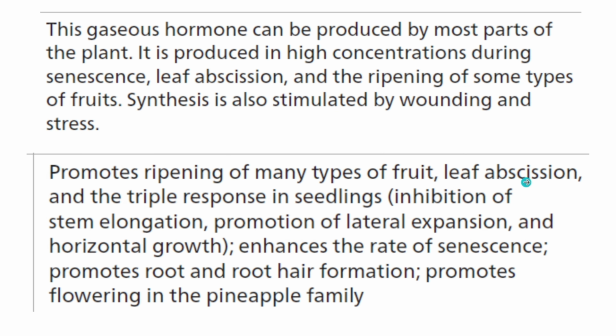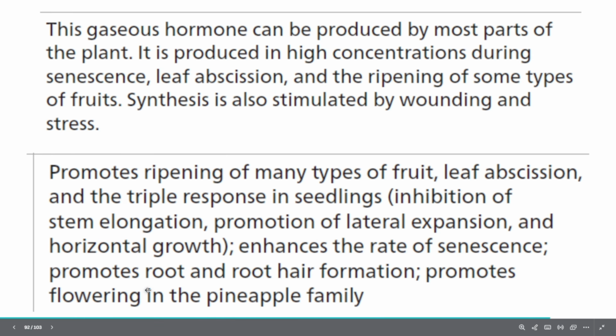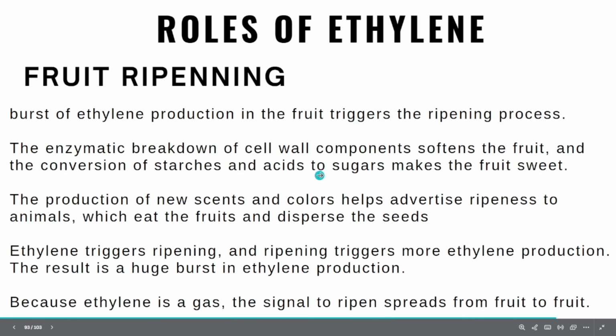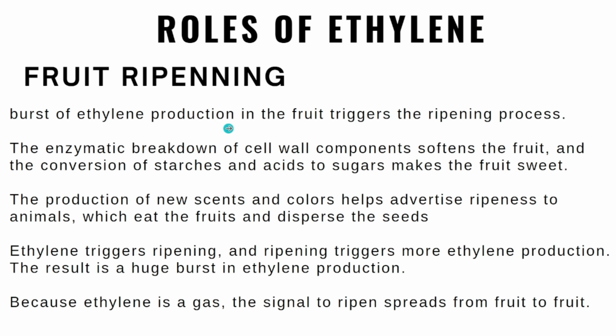And also leaf abscission, stem elongation, and hence the rate of senescence. Leaf abscission and leaf senescence are actually the aging effect of the plant. So if there is too much ethylene, it makes the plant age faster. It also promotes root and root hair formation, and promotes flowering in the pineapple family. Of course, the first hormone function is fruit ripening.